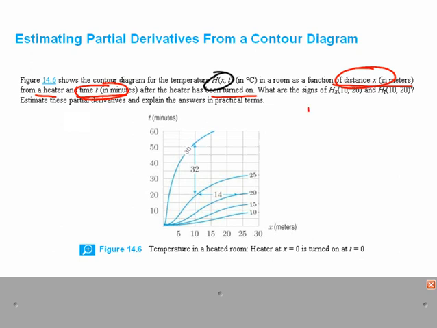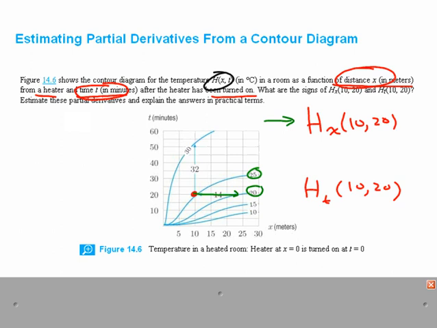And the question says, what are the signs of H sub x of 10, 20 and H sub t of 10, 20? And then estimate these. So at the point 10, 20, we're talking about this point right here. If we look at the first one, where we just change x, we're at a contour of 25 degrees, and if we move to the right, we go down to 20. So clearly, as x increases, our temperature is decreasing.